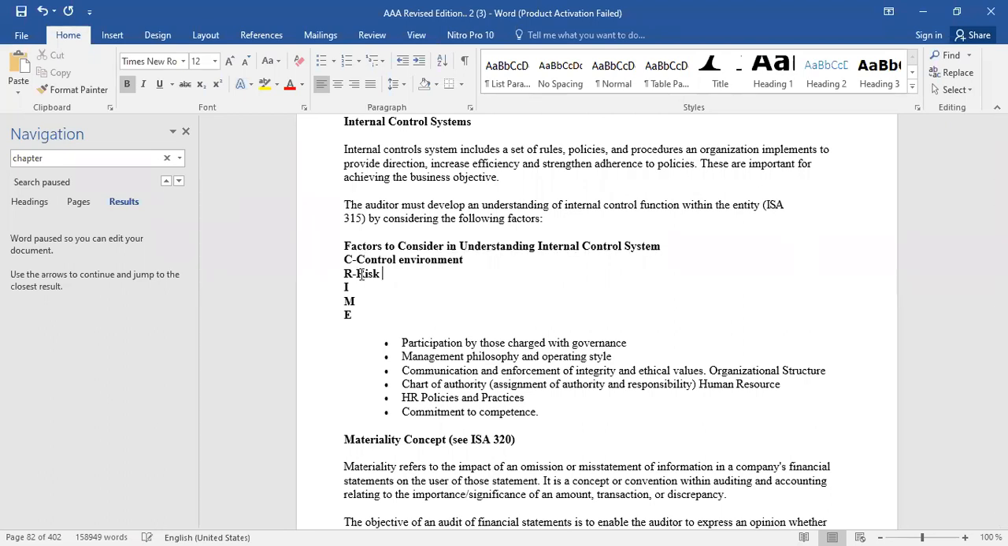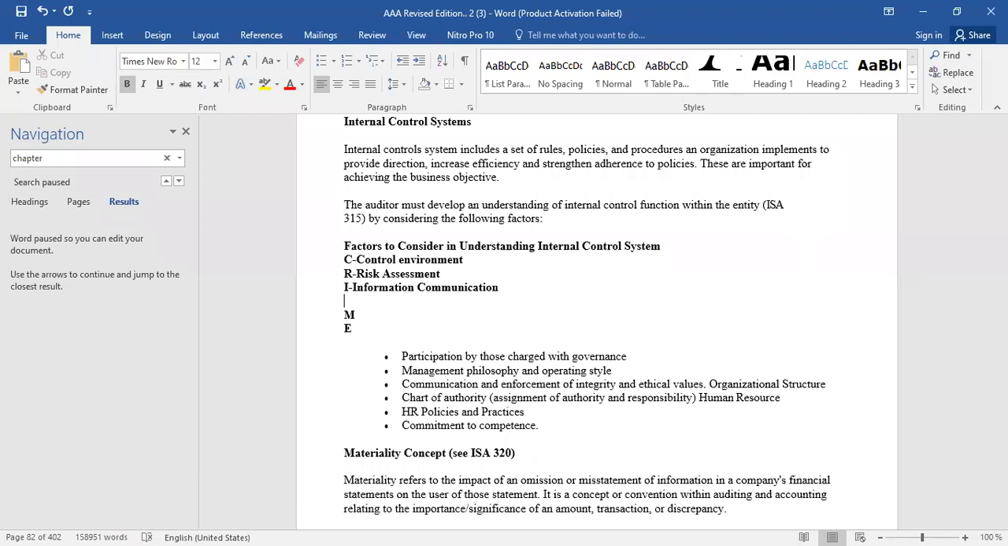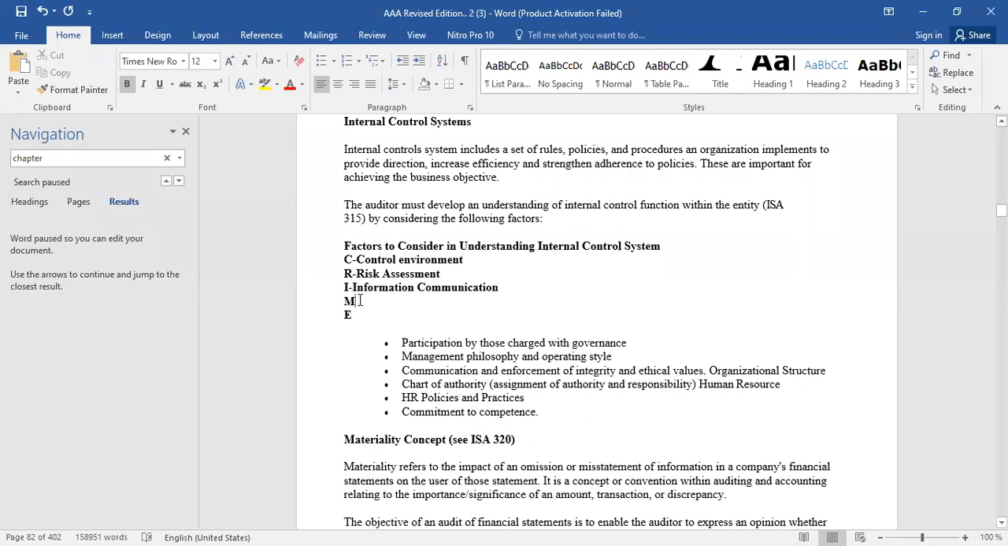Risk assessment. The next one is about information. Information communication. Tuko pamoja. Then this one is called monitoring and evaluation. These are components. Then we have existing control activities.